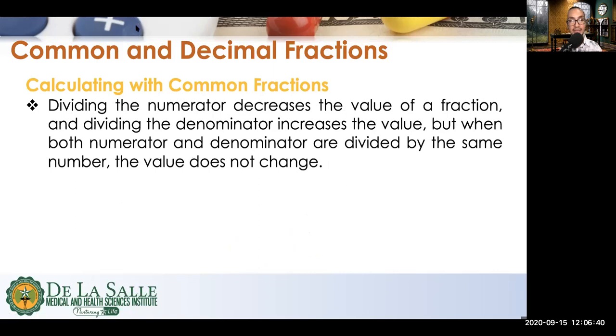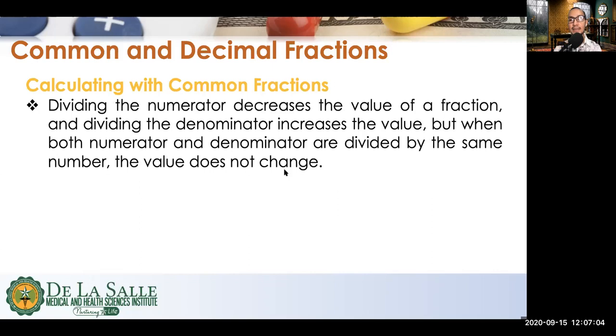Now, when it comes to dividing, when you divide the numerator, that can be reduced to lowest terms. When we divide the numerator with a whole number, it decreases the value of the fraction. But when we do that on the denominator, we increase the value of the fraction.